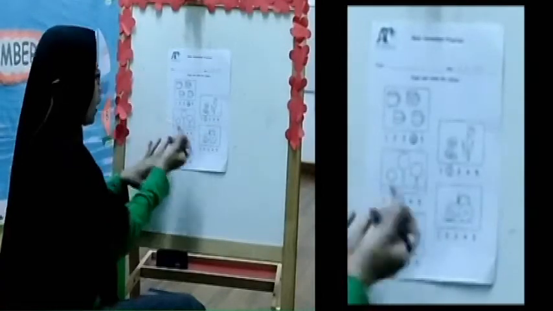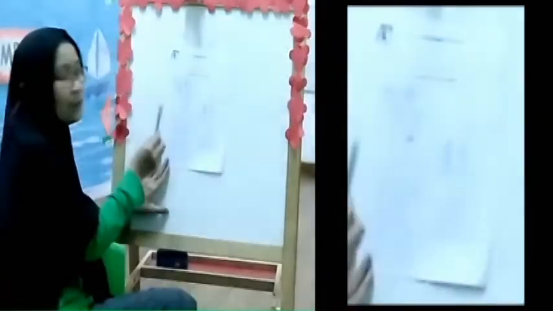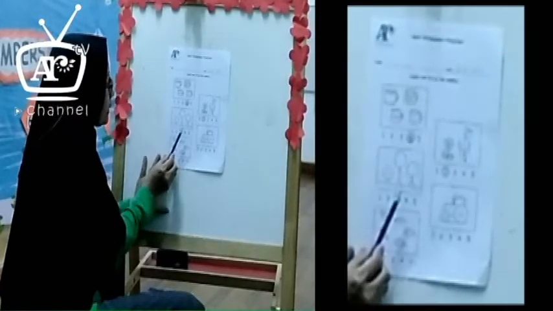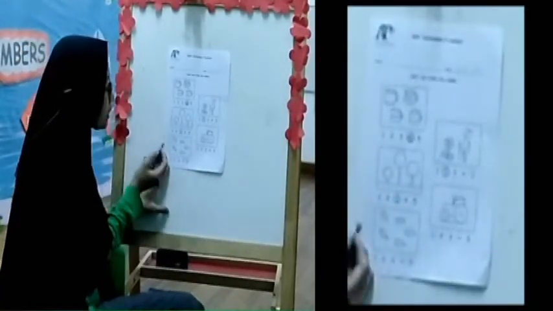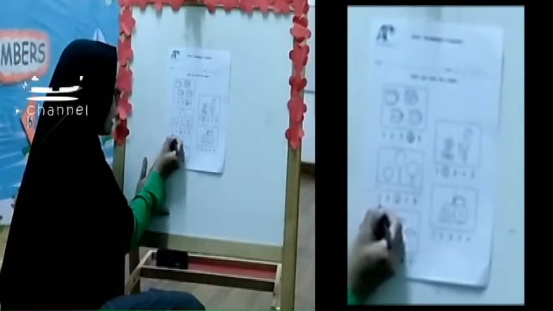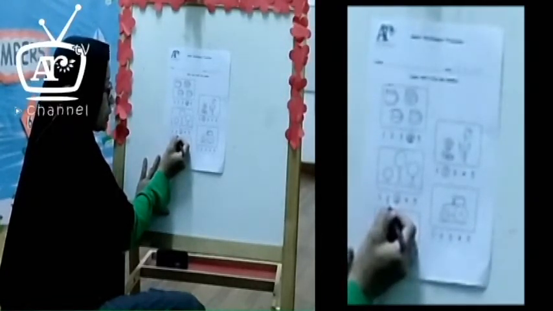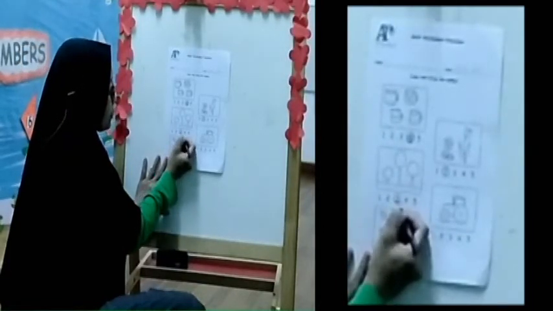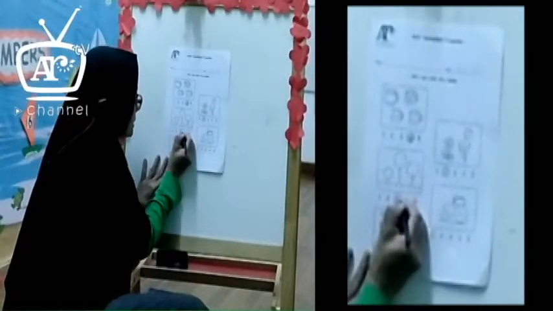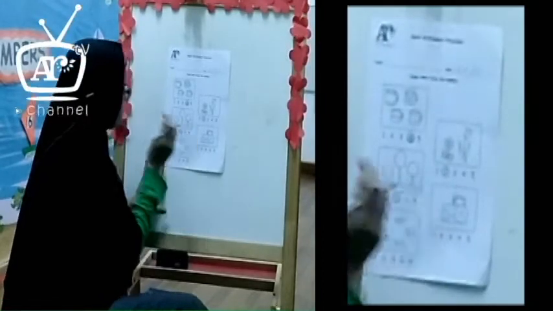Next, how many trees in this picture? Let's count together. 1, 2, 3. You have to circle number 3. Is this number 3? No, this is number 1. Is this number 3? No, this is number 2. Is this number 3? Yes, good job. This is number 3. Let's circle number 3 using color pencil.